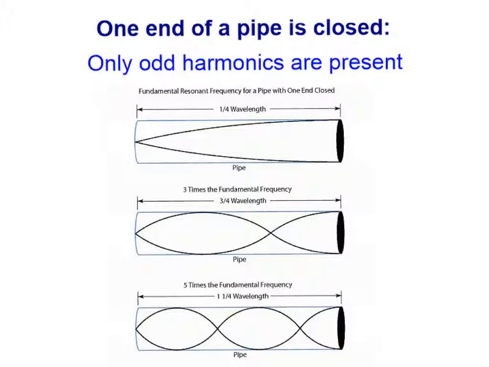In this case, the closed end is a node. The open end, in this case, is an antinode. You can see how the pattern works in this situation. Because of this, not all of the harmonics are able to be present. Only the first harmonic, the third, and the fifth, in essence, the odd harmonics only, are going to be present in order to obtain the node at the closed end and the antinode at the open end.